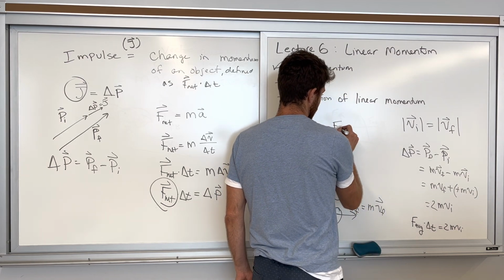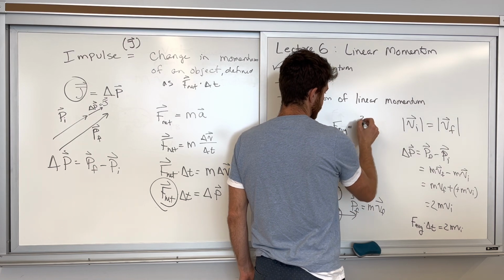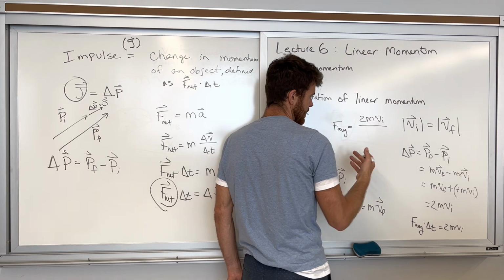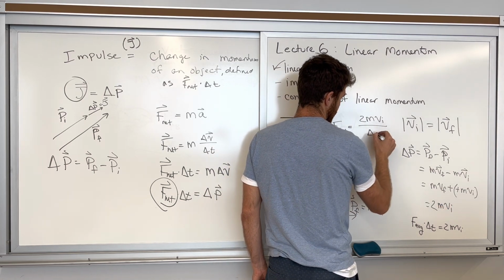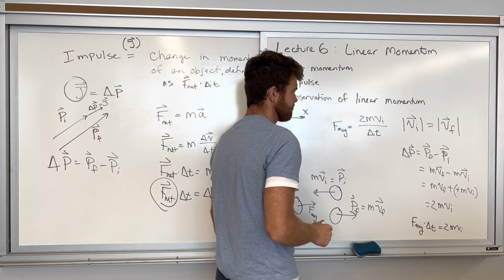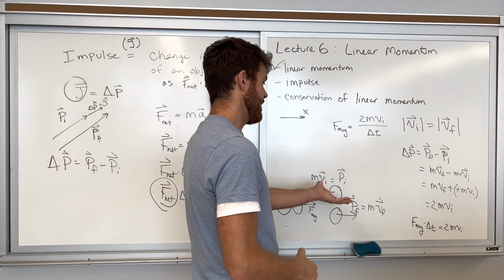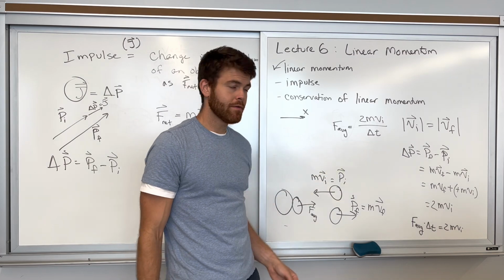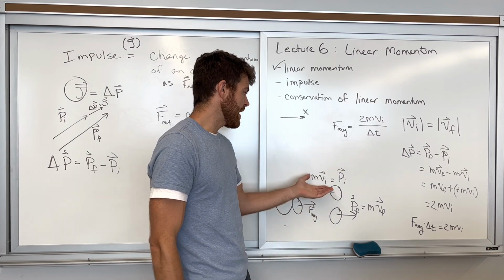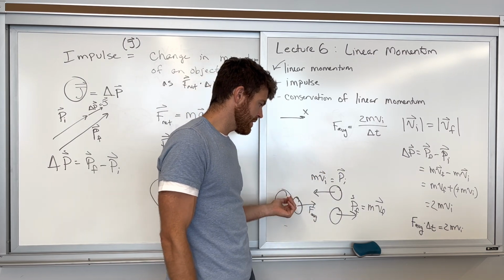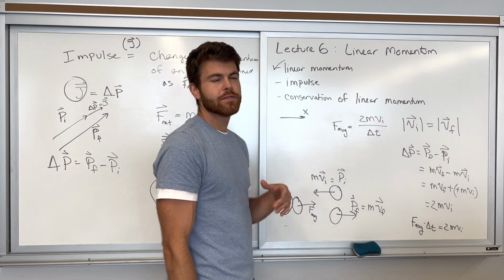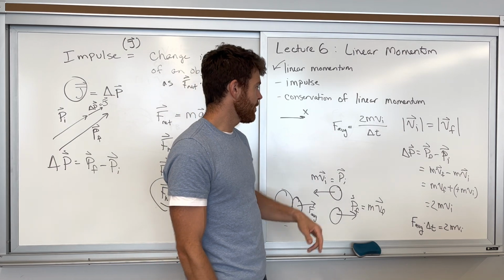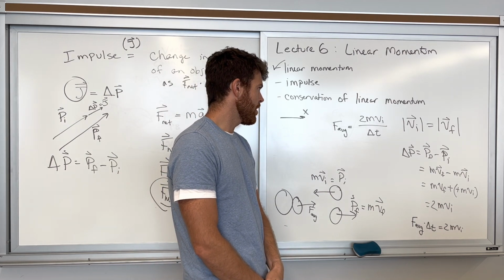The average force is equal to 2 m v_i, the velocity at which the baseball is coming in, divided by delta t. Now the baseball doesn't have to leave with the same velocity. It could leave with a greater velocity, or a smaller velocity. In this case, we just assume that it leaves with the same speed as it came in with. So we could find the average force the bat exerts on the object.